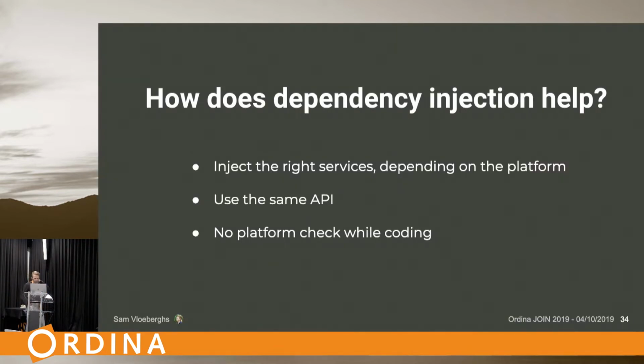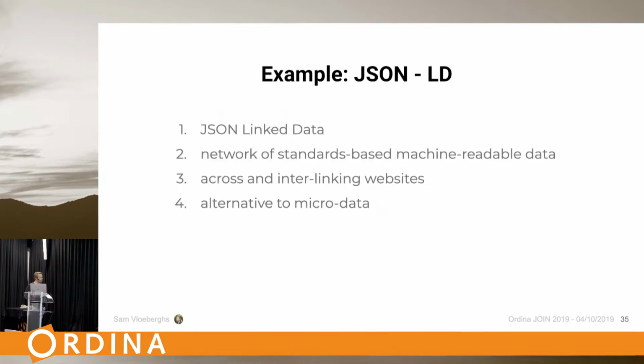Then, how does dependency injection help us with this? We want to inject the right service depending on the platform, and that allows us to use the same API. And we need to do no platform check while we're coding. As an example, I'm going to talk about JSON-linked data. Now, what is JSON-linked data? A short introduction. It's just structured data that gives more context to your application.